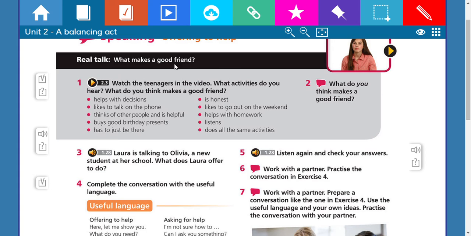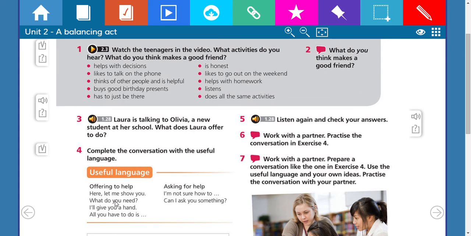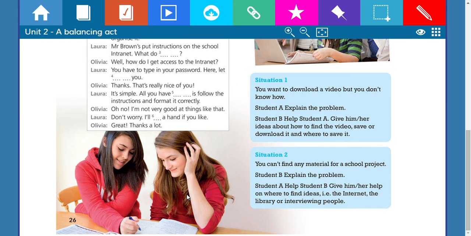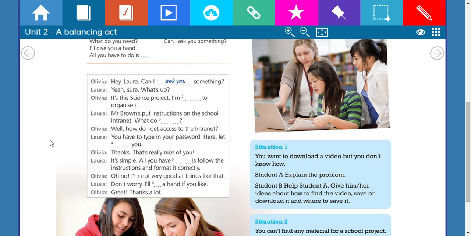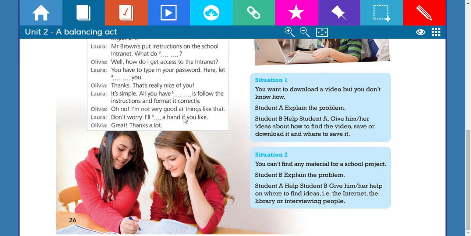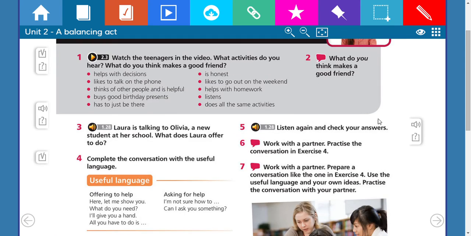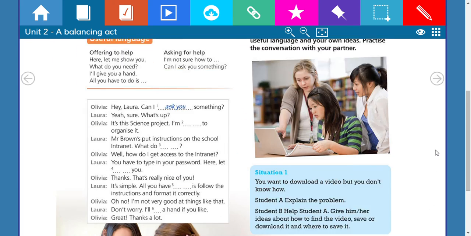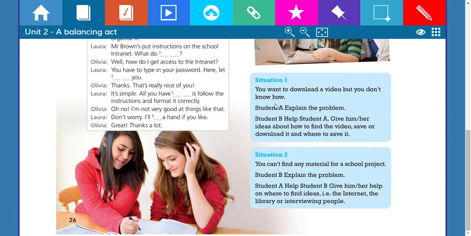Now, in this case, we have useful language for offering and asking for help. And there is a conversation, and the idea is that you are going to do this conversation personally. Okay? And with this activity, we finish this unit.